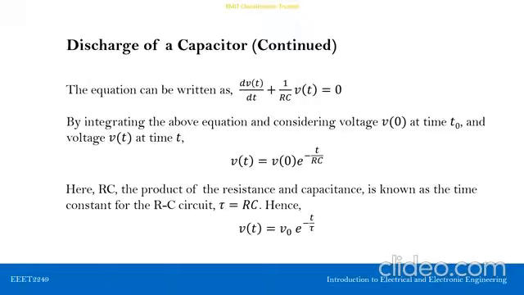Here RC, the product of the resistance and capacitance, is known as the time constant for the RC circuit, which is denoted as tau. Here tau = RC. Hence the final equation of the discharge of a capacitor is V(t) = V0 e^(-t/tau).